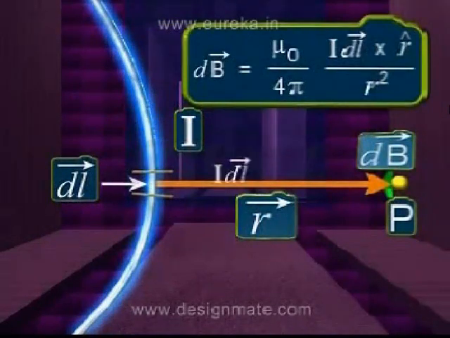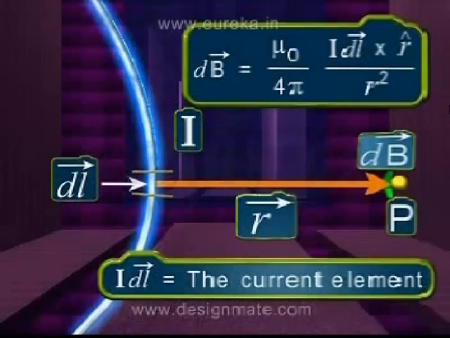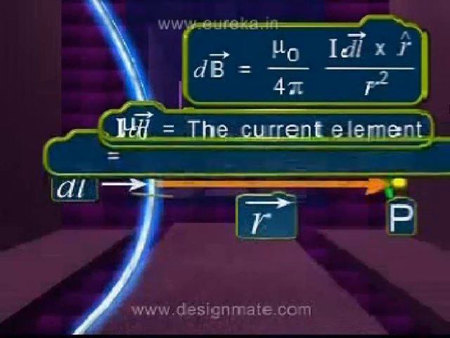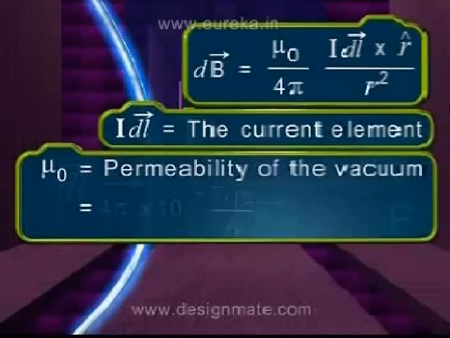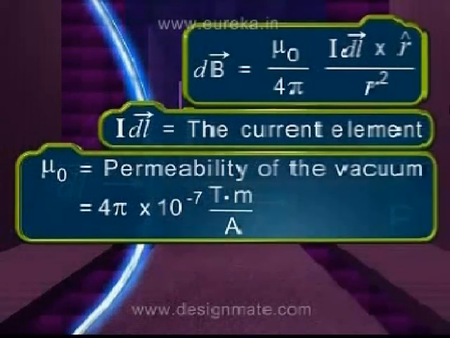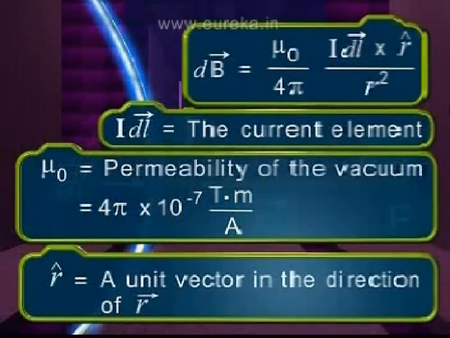Here, I vector dl is the current element, that is, the product of the current I and the small length vector dl of the conductor, a vector quantity directed along the current. Mu 0 is the permeability of vacuum, that is equal to 4 pi into 10 raised to minus 7 Tm per A. Cap vector r is the unit vector in the direction of vector r.